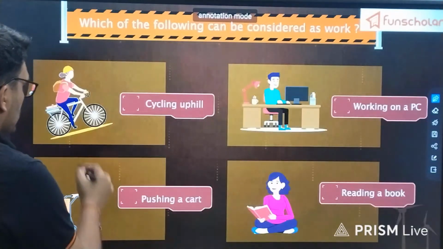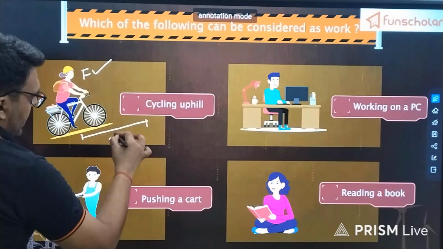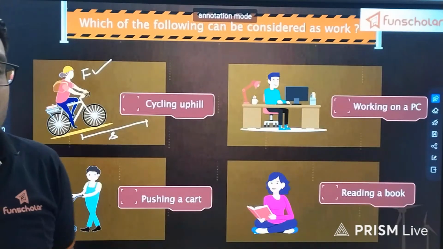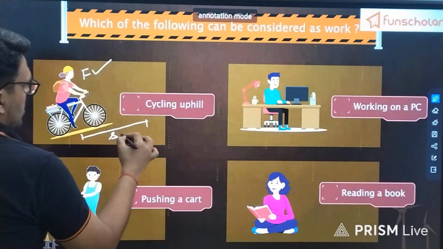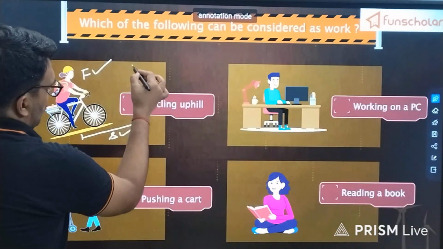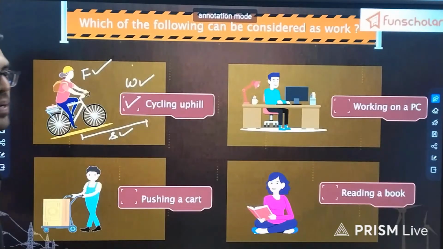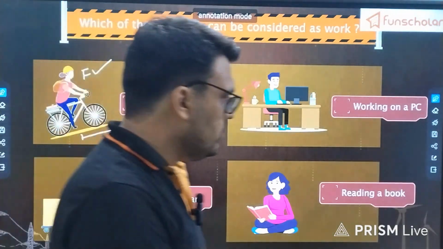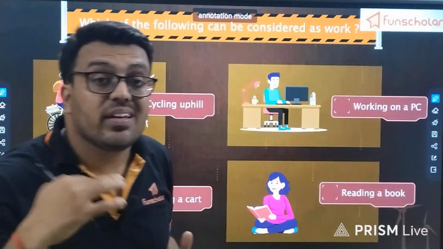And because of that force, so force is there. And because of the force, there is a displacement produced in the car, in the position of the rider. So there is also a displacement. So force is there, displacement is there. So yes, work is also present. Clear? Let's take this example where we are talking about the scenario of working on a PC.